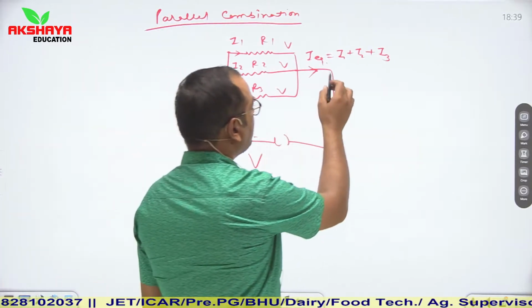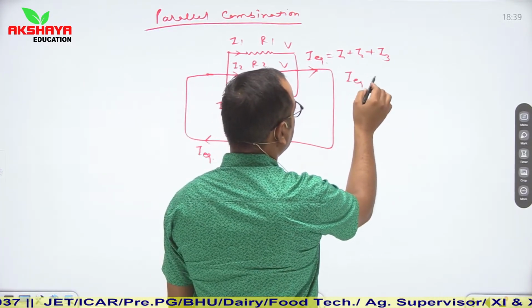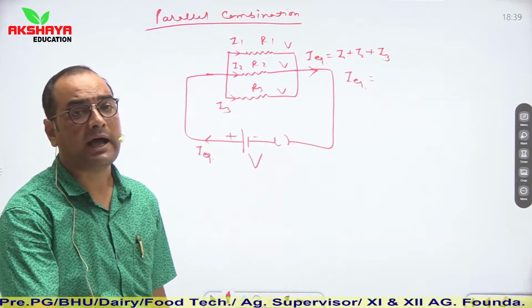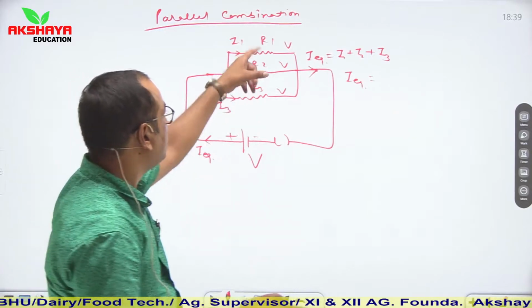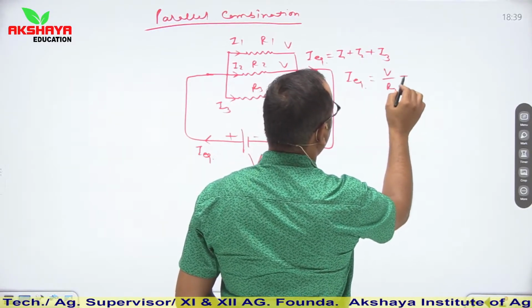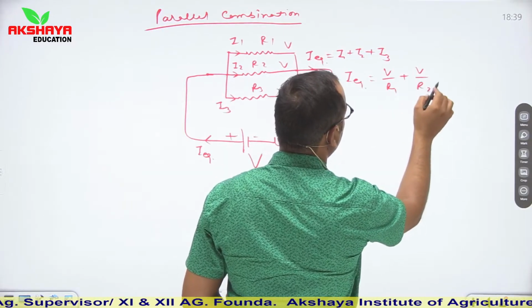So here I equivalent is equal to I1 plus I2 plus I3. Now calculate the values of I1, I2 and I3. We know from Ohm's law that I is equal to V upon R. So for the first resistor, it is V upon R1. For the second resistor, it is V upon R2.